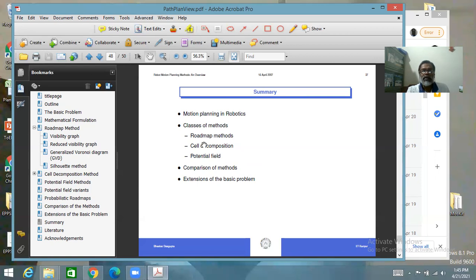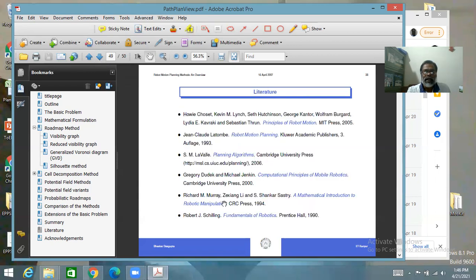Now, if you want to study the subject matter, where to go? These two last ones are single chapters in robotics books. One chapter is in Schilling's book, and there is a chapter in Richard Murray's book, Murray, Li, and Sastry. So in this book there is a chapter on robot motion planning. These books are completely on motion planning.